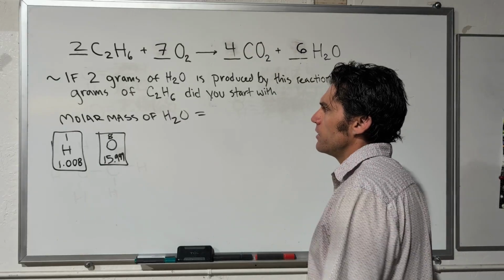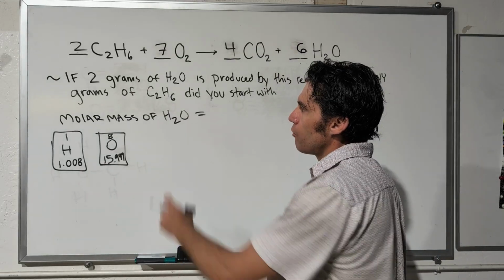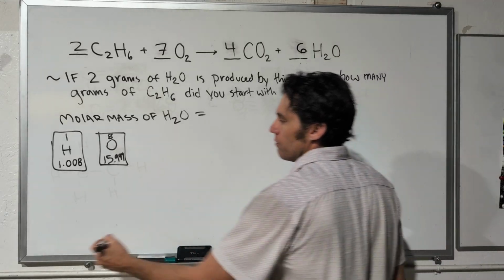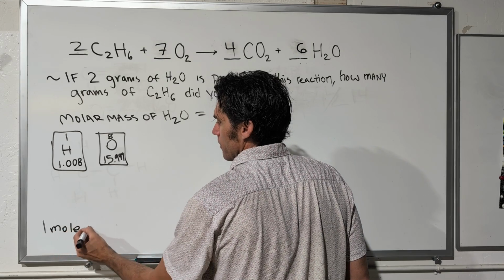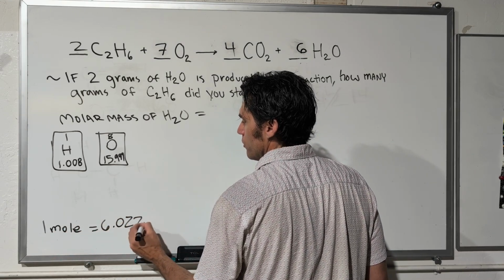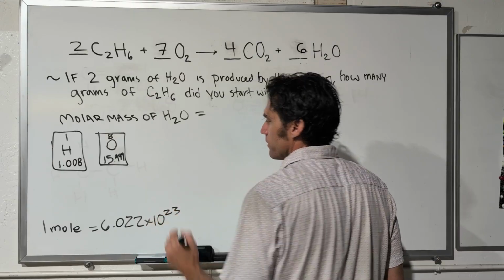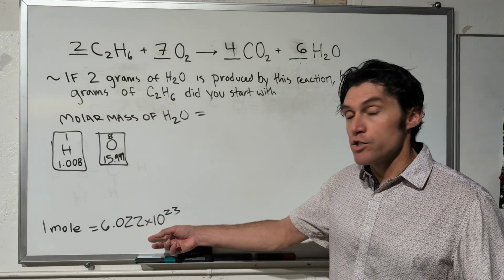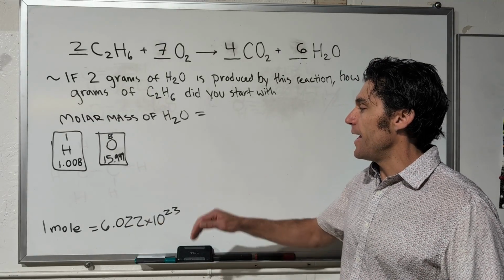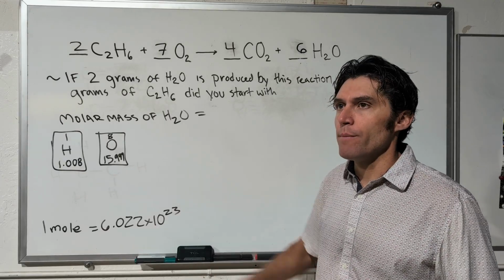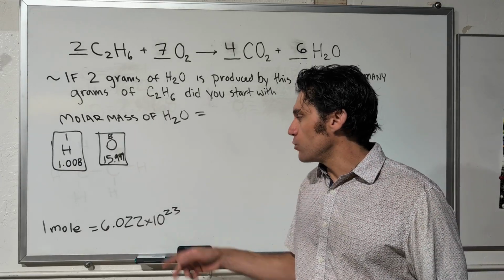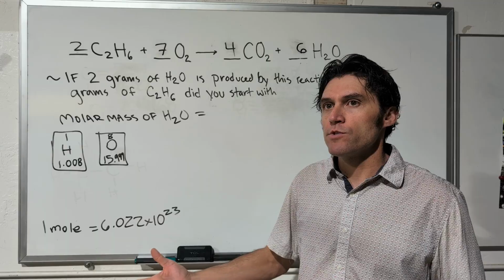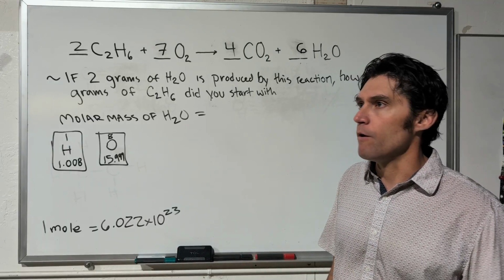If we calculate the molar mass, remember the molar mass is the mass when you have 1 mole. 1 mole equals 6.022 times 10 to the 23. So when you have 1 mole, you have this many molecules. And the mole, this special number, is nice because that's when the atomic weight matches the actual weight in grams, the mass in grams, when you weigh the sample on a scale.